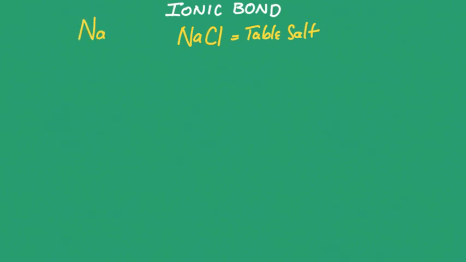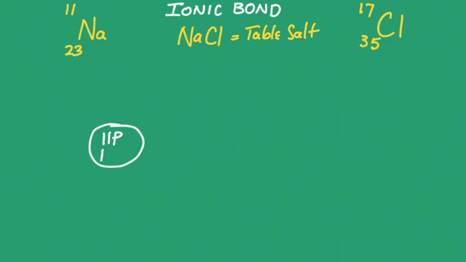Atoms join together to form compounds that are held together by ionic bonds. Sodium chloride is such an example. It is our table salt. Sodium has an atomic number of 11 and its atomic mass is 23. Chlorine has an atomic number of 17 and an atomic mass of 35.